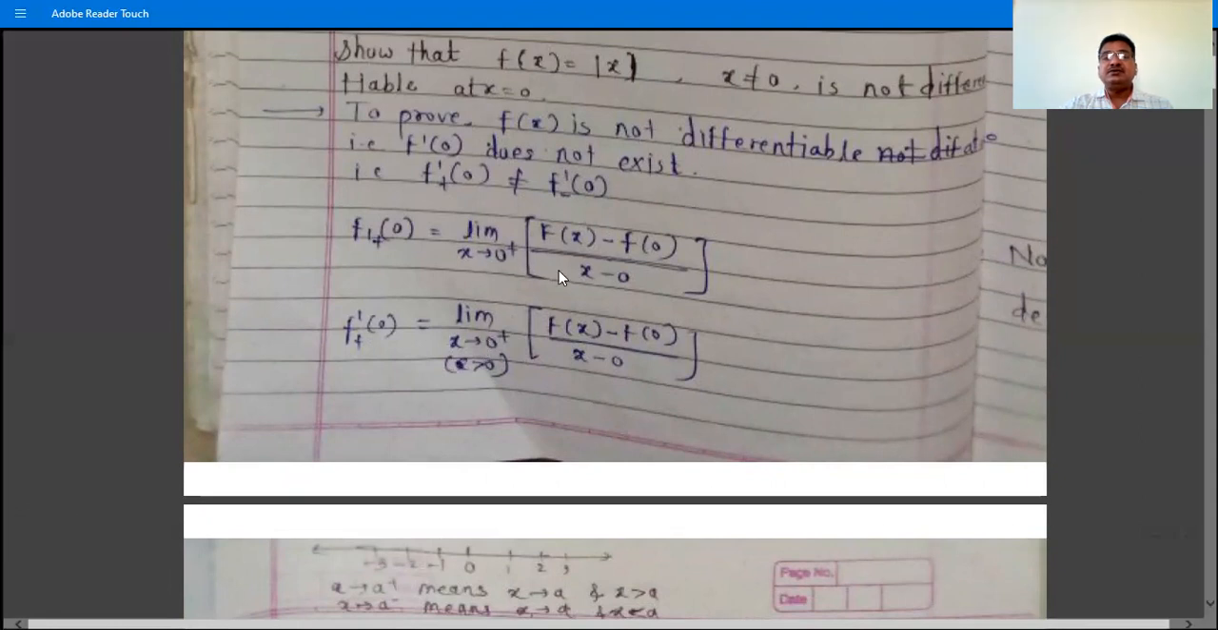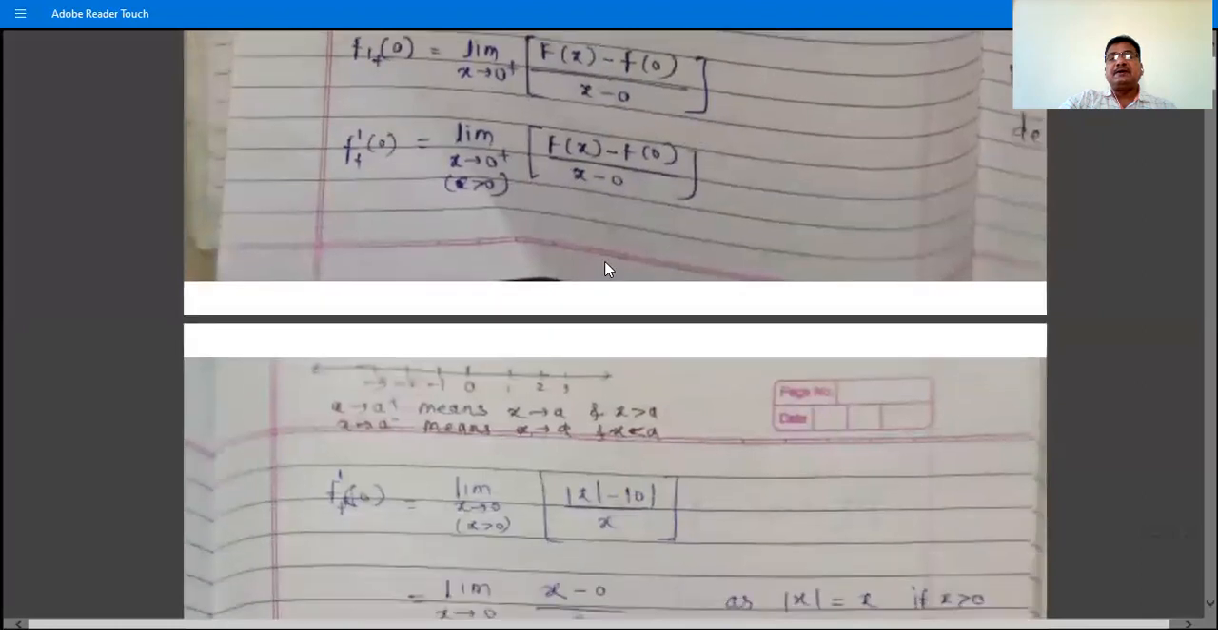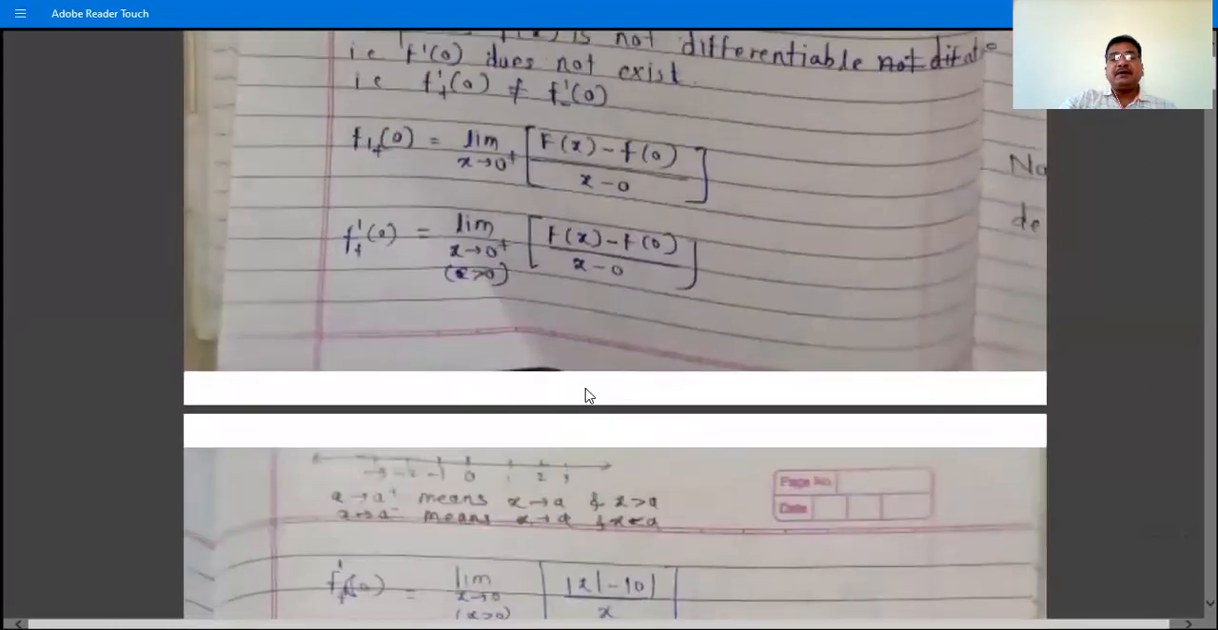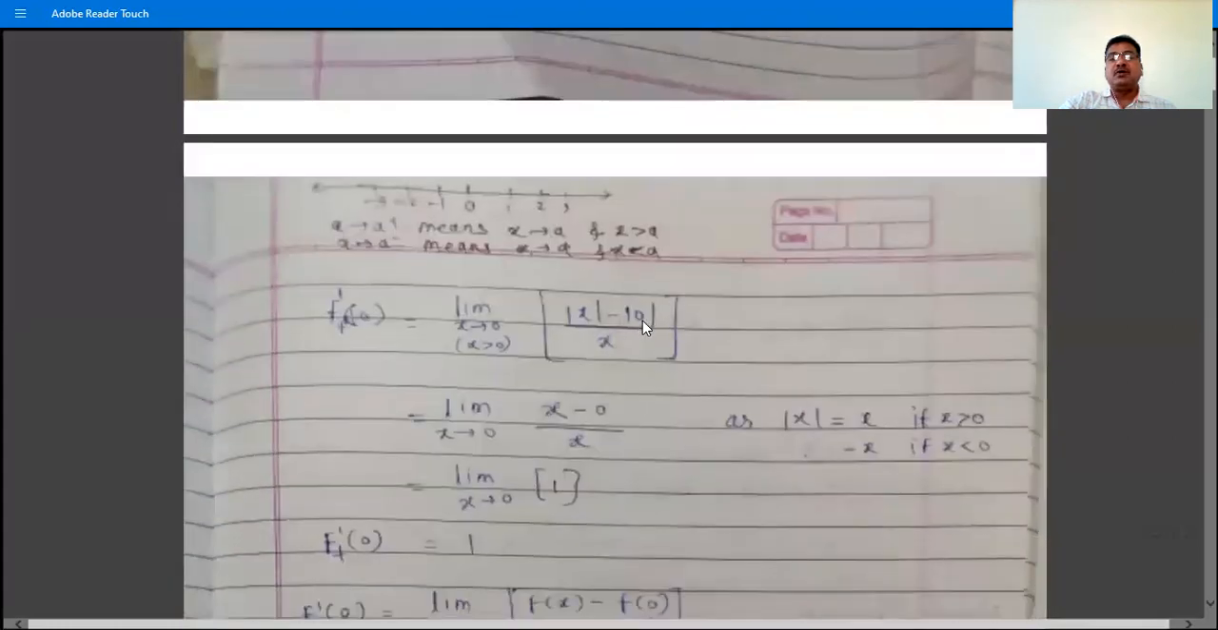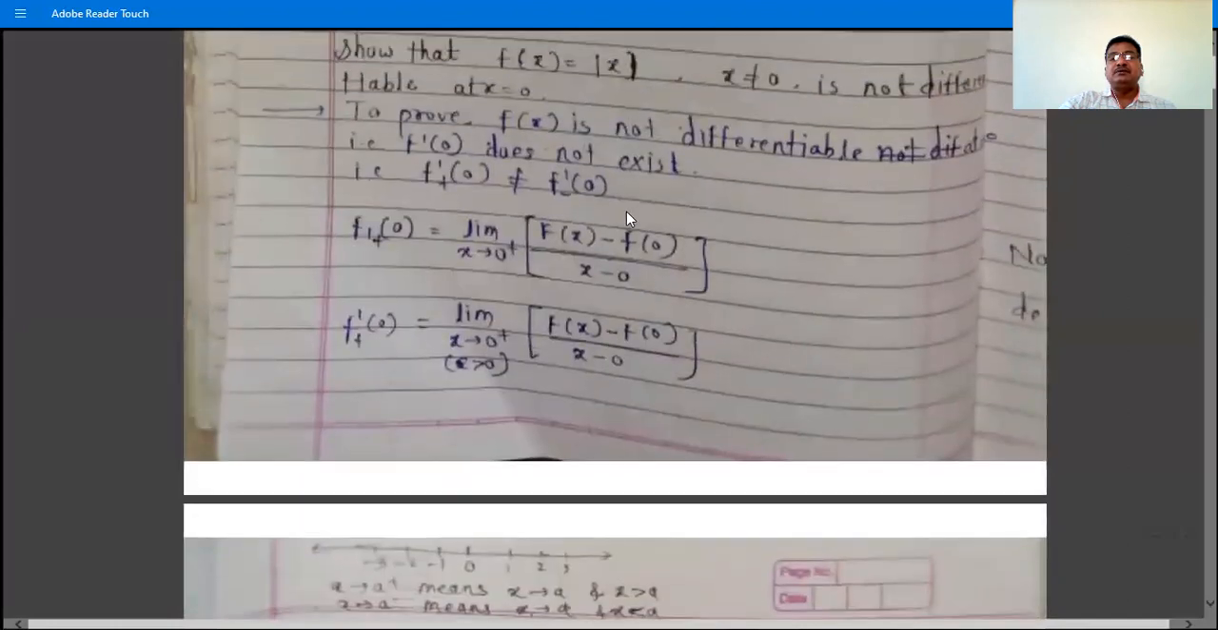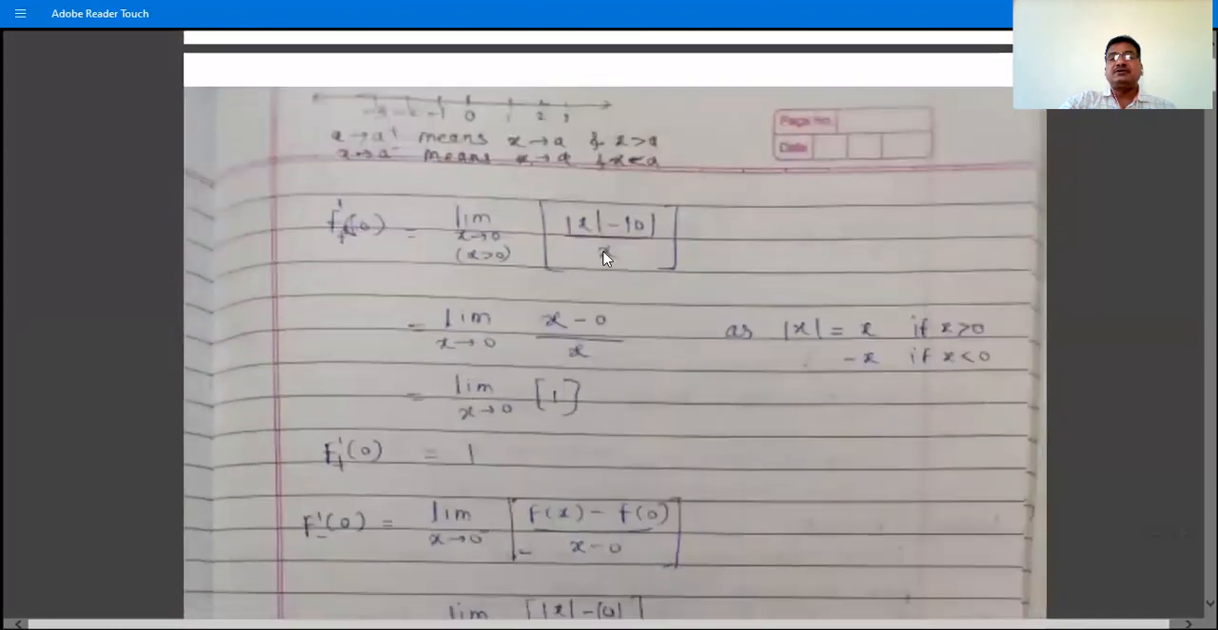And limit x tends to 0 plus means limit x tends to 0 and x is greater than 0. That is, x tends to 0 from the right side of 0. That is, all the values of x are greater than 0. And f of x minus f of 0 divided by x minus 0. So what is f of x? f of x is mod x. So write mod x minus mod 0, f of 0 is mod 0, divided by x minus 0, which is x.